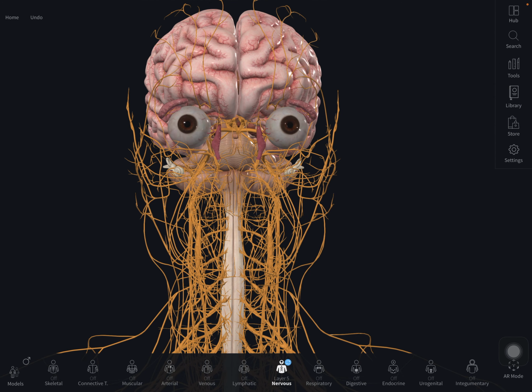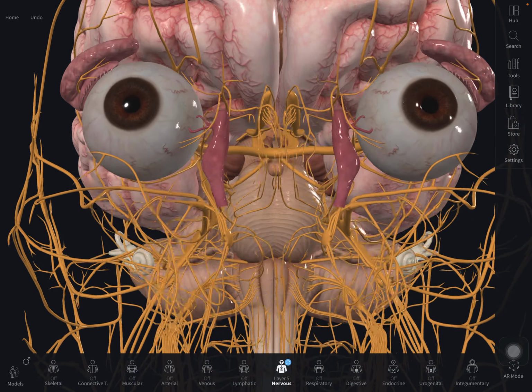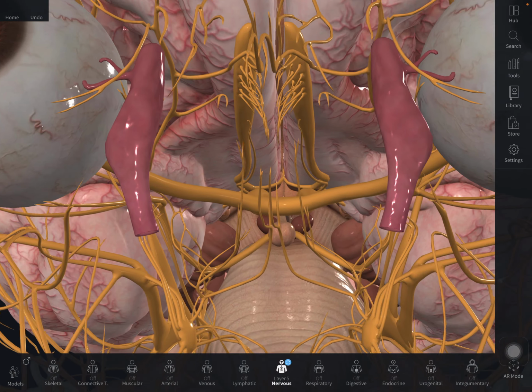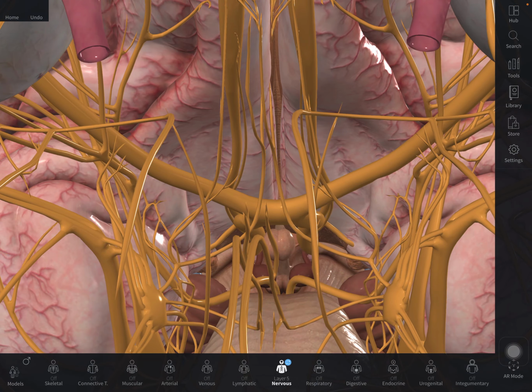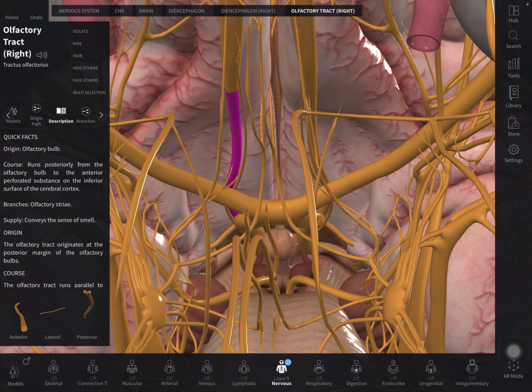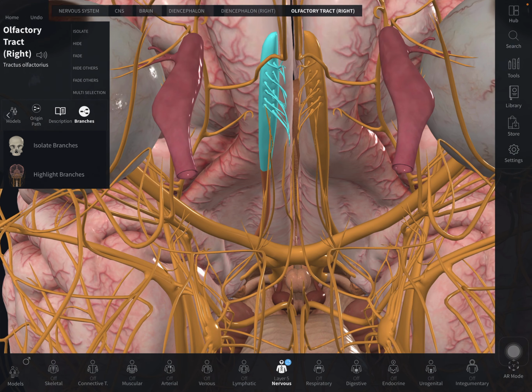The first nerve is the olfactory nerve, that is a nerve of smell. This is the first cranial nerve and the sensory nerve. You can see this is the olfactory nerve that is present in the base of the brain.